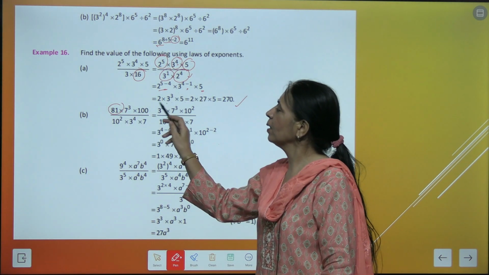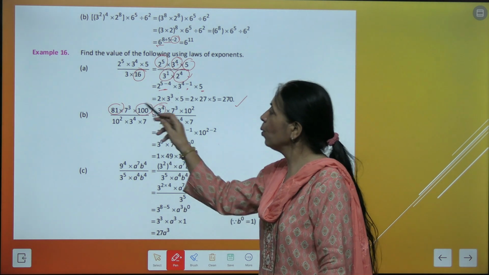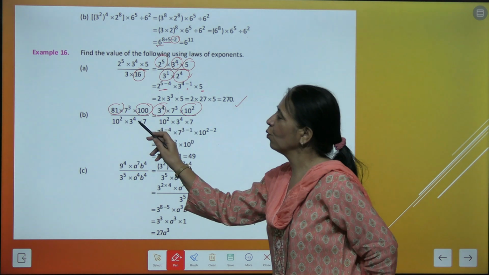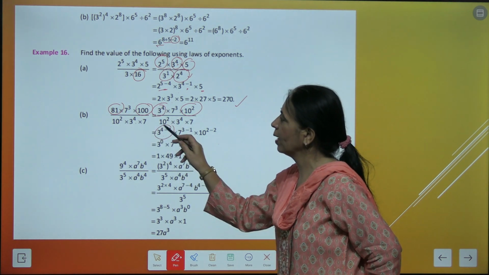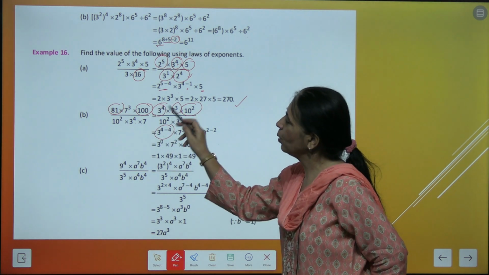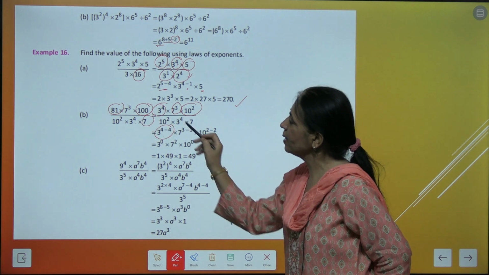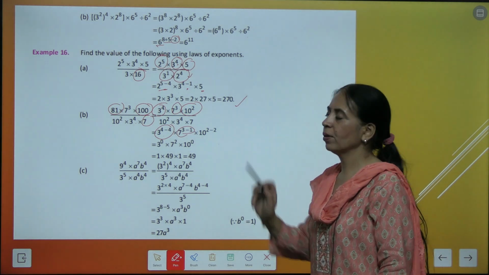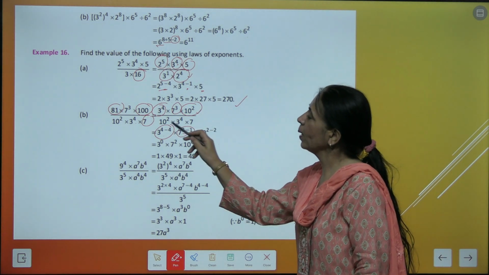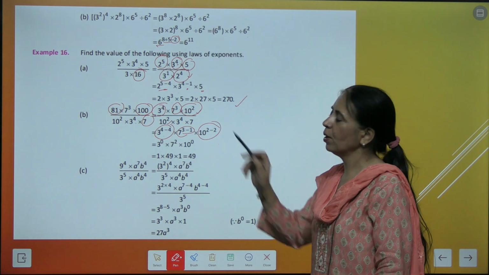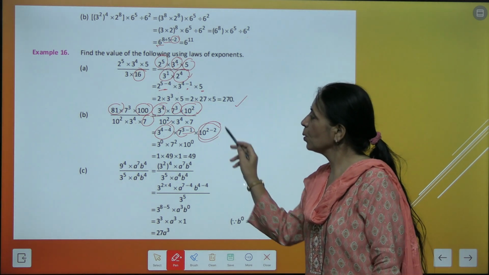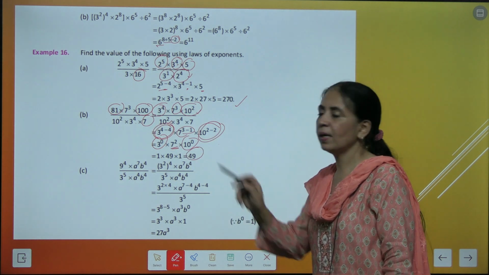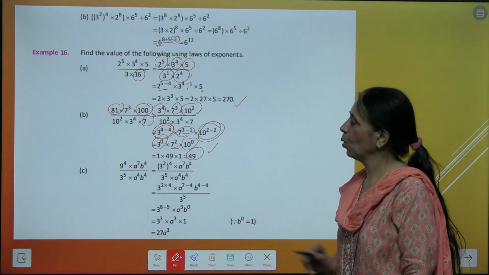81 we broke into 3 to the power 4, 100 we broke into 10 square. Now we have 3 to the power 4 minus 3 to the power 4. Similarly, 7 to the power 3 is on top, 7 to the power 1 is below, so it becomes 3 minus 1. 7 raised to the power 3 minus 1. Here 10 square, here 10 square, so 10 to the power 2 minus 2. This also becomes power 0, this also becomes power 0, and we are left with only 49. So this becomes your answer.